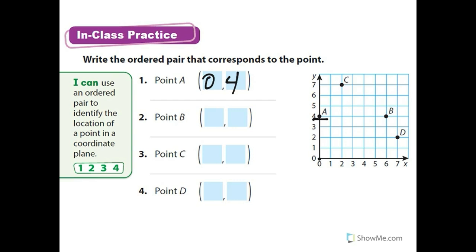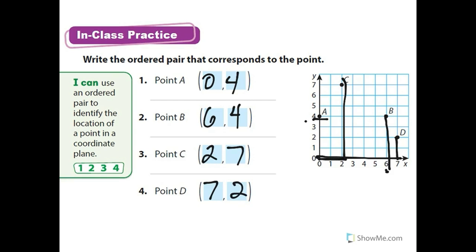So point B, we get 6, and then 4, right? We go over 6, then up 4. Or to the right, we can say to the right 6, and up 4. Find point C, and we'll go over it. On C, we're going over 2 and up 7. So over 2, up 7. Find point D. Point D, we're going over 7, up 2.